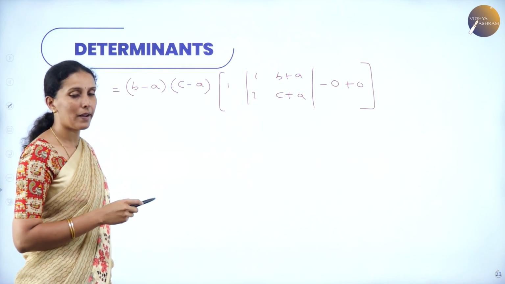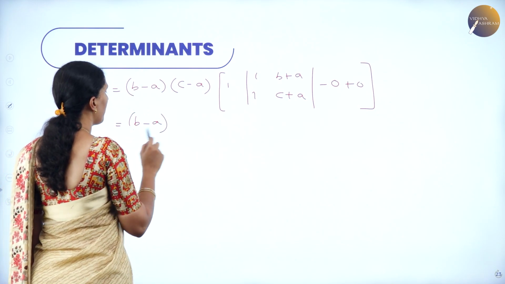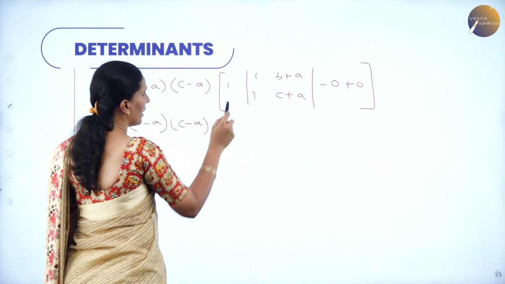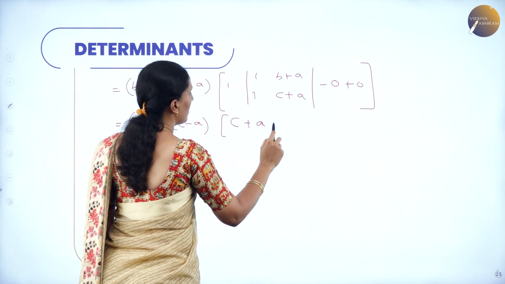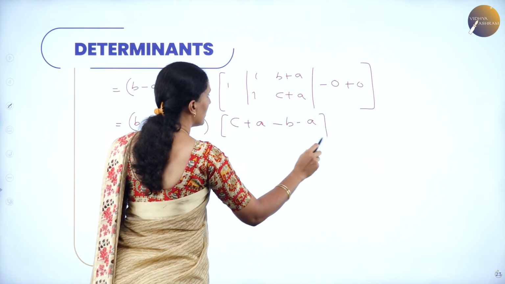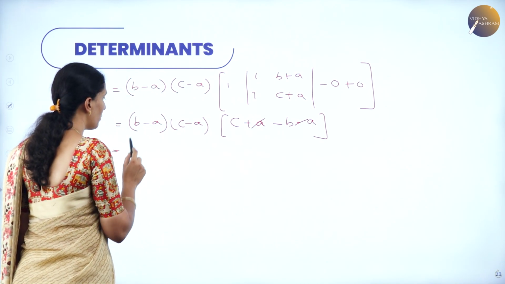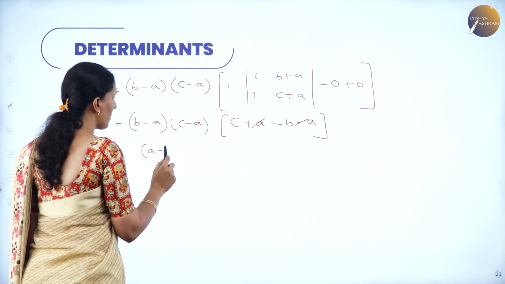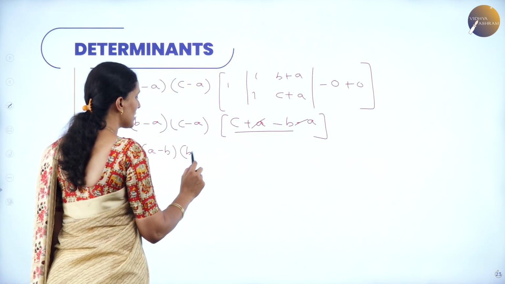Hence when it is multiplied, it becomes 0. So now we have here b minus a, c minus a, and here 1 into anything is 0. So this becomes c plus a minus b minus a. So these two get cancelled. So take negative here. When you take minus outside, it becomes a minus b. And when you take minus here, then it becomes b minus c.